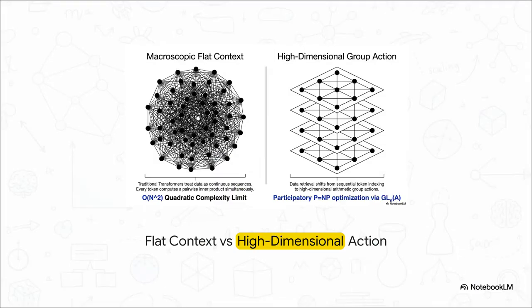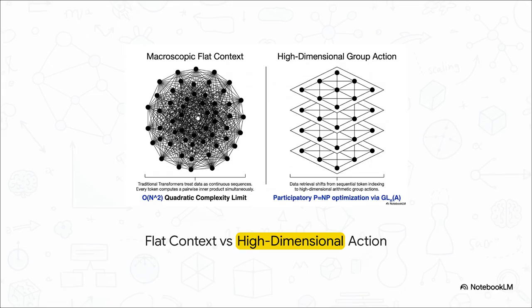Look, let's just get right into it by contrasting the tangled, limited quadratic complexity of traditional transformers with the elegant geometry of this entirely new model. On the left, that dense web represents our current macroscopic flat context. Every single token is forced to compute a pairwise inner product with every other token, which creates an absolute O of n squared nightmare. It means as your data grows, the compute required just skyrockets exponentially.